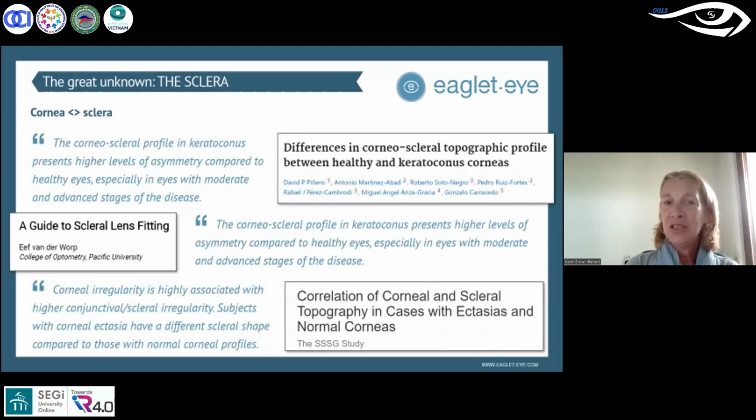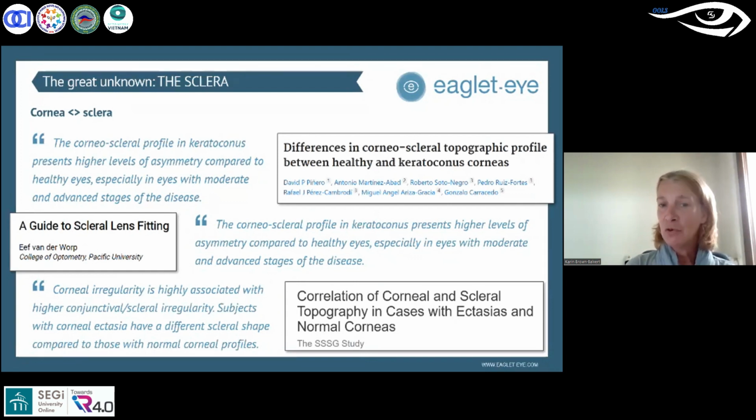And sort of looking again at the difference in the corneal scleral topography profile between healthy and keratoconus corneas. Again, different studies have been looking into these sort of things. So the corneal scleral profile in keratoconus presents higher levels of asymmetry, as we mentioned in the last slide, compared to healthy eyes, especially in the eyes with the moderate and advanced stages of the disease. So the bigger the cone, the more irregular your sclera becomes. I'll just pause on that and you can have a look at some of these studies.